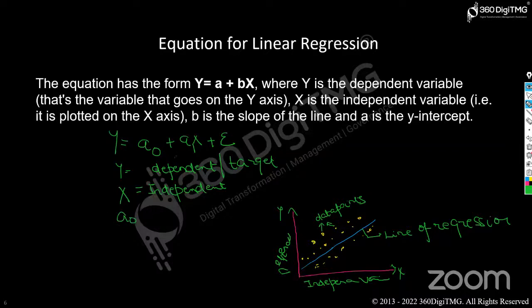A0 that you are seeing over here, this is the same formula based on the various data points maybe I'm deriving. A0 is nothing but the intercept of the line. A1 is your linear regression coefficient, and this E is equal to your random error.